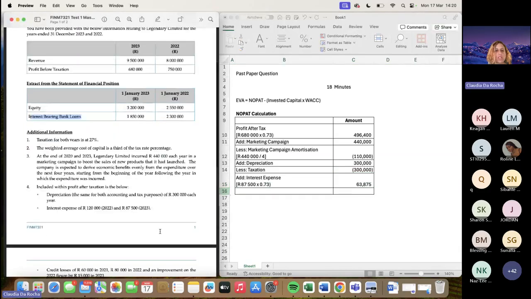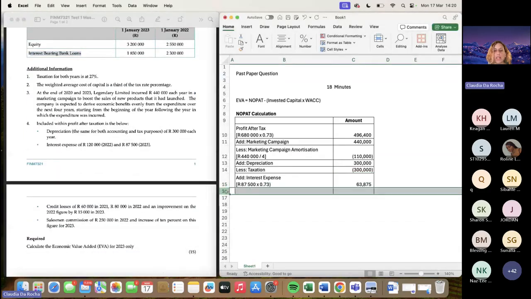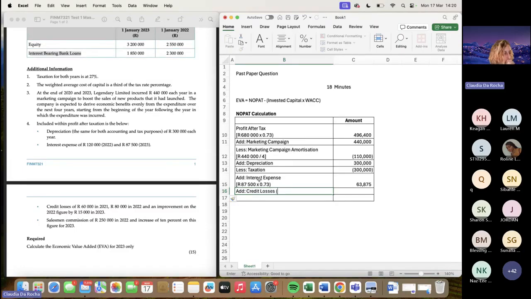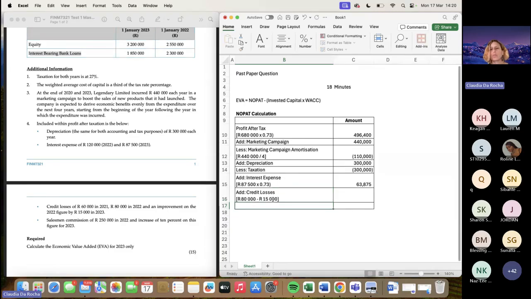Okay, let's see what else we need to look at. Credit losses. So now we still got to factor credit losses because it is a non-cash item. So we are adding credit losses. And your credit losses based on here for 2023 is the 80,000, but then we're saying there was an improvement by 15,000. So we are minusing the 15,000. And the reason why we're minusing is because we're saying when we improve on our credit losses, there are less credit losses.